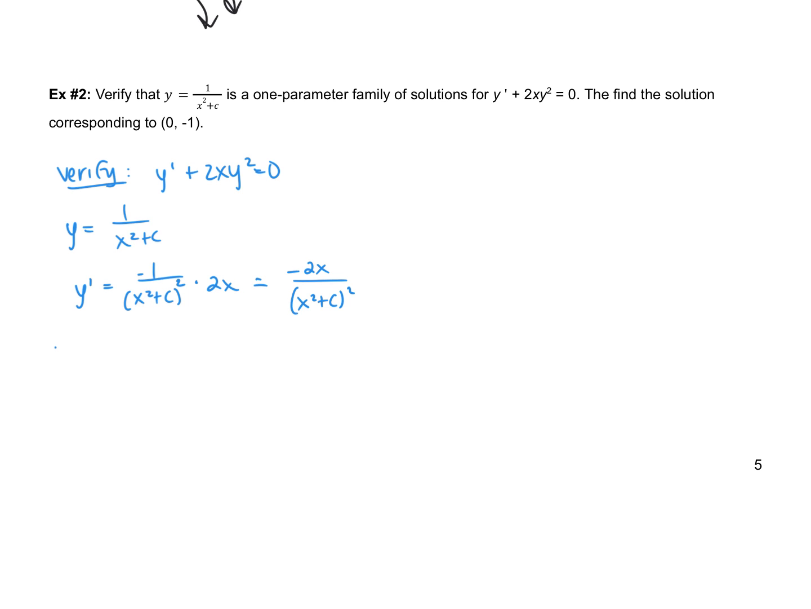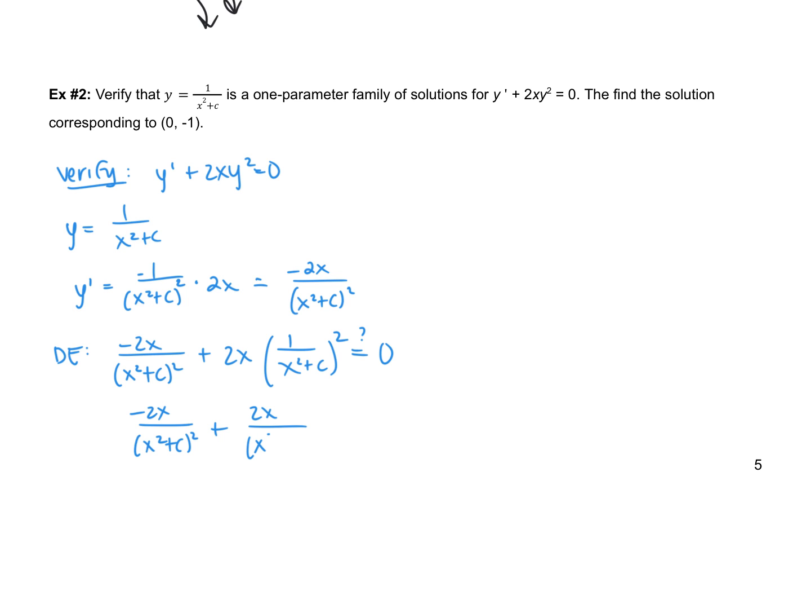So now if we go back to our differential equation, we get negative 2x over x squared plus c, quantity squared, plus 2x times y squared. And we want to know, does that equal 0? So hopefully we can see you get negative 2x over x squared plus c, quantity squared, plus 2x over x squared plus c, quantity squared equals 0. So we do, in fact, see that this is a family of solutions.